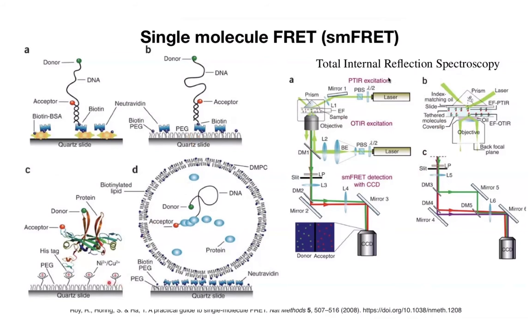There are various strategies you can use. Here they have a nickel on the slide and then a His tag on the protein. Remember, we talked about how we could use nickel resin to purify proteins that have a His tag. We can also use nickel coated slides in order to capture His tagged proteins. And if these have the fluorophores on them, now you have single molecules immobilized, and you can study how they are moving and interacting at a much greater resolution than you would be able to inside of cells.